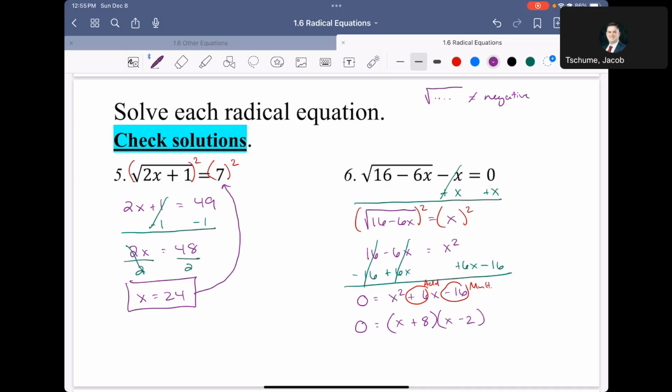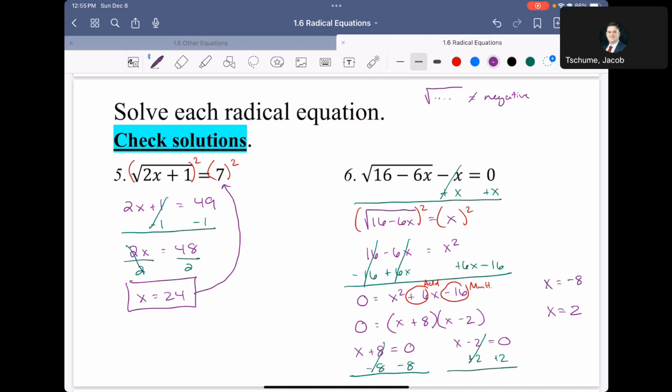So if we set both of these equal to 0, so x plus 8 equals 0 and x minus 2 equals 0, and solve them individually, on the first one, you would subtract 8 from both sides to get an answer of x equals negative 8. And on the second one, if you were to add 2 to both sides, you would get a second solution of x equals positive 2.